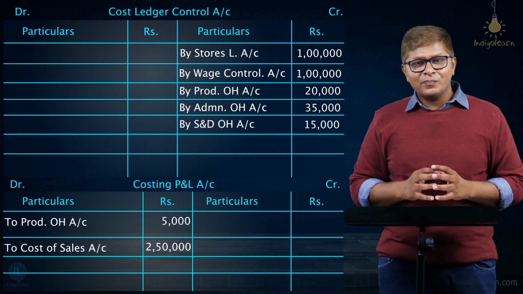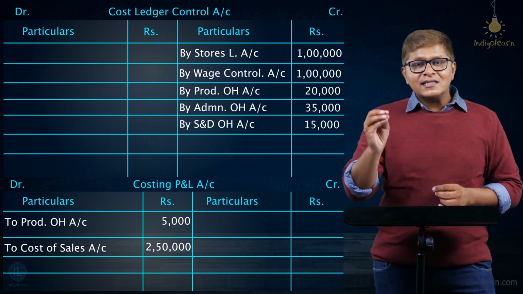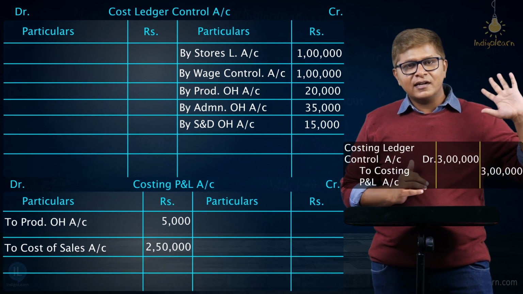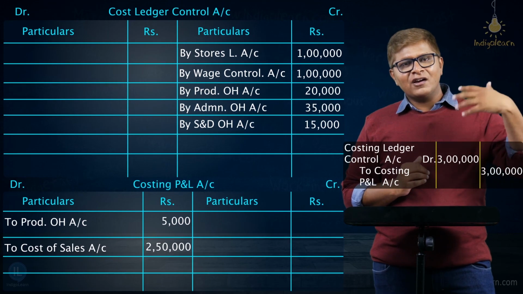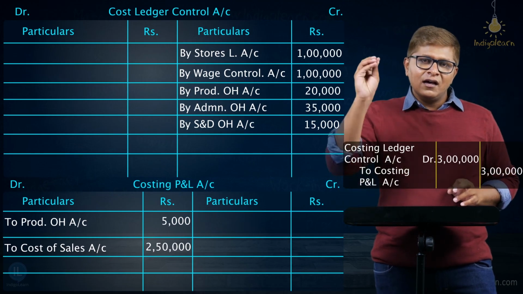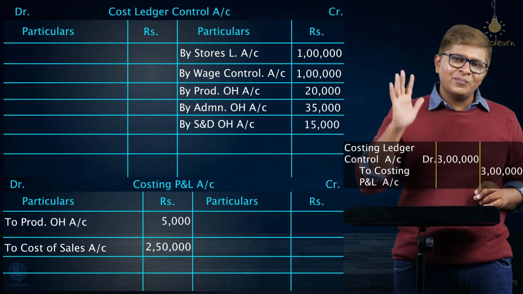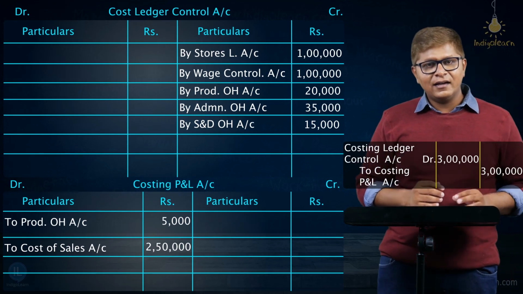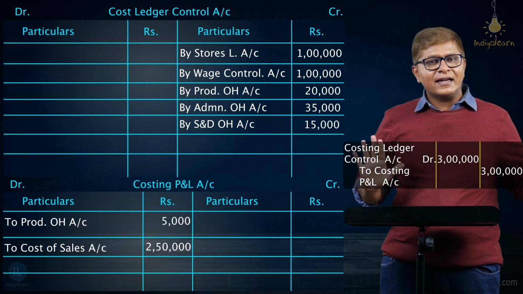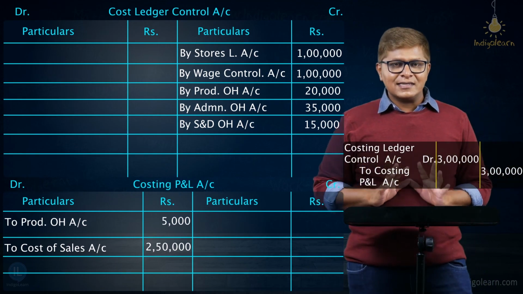The entry that we are going to pass will be cost ledger control account debit 3 lakhs. We know that we have sold for 3 lakhs. Now whether we have received cash, bank, or we have to receive some money from a debtor, all that we don't care. We are just saying cost ledger control account, a representative account, debit 3 lakhs to costing P&L rupees 3 lakhs. So we are directly crediting the costing P&L statement.